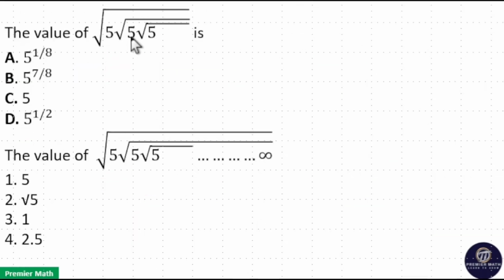The value of root 5 of root 5 of root 5 is... Here in the second case, this is up to infinity. In that case, you can directly write 5 as your answer. But here this is not up to infinity.